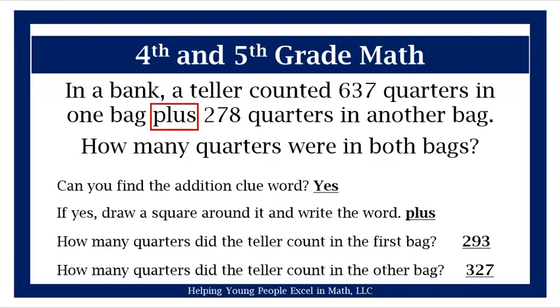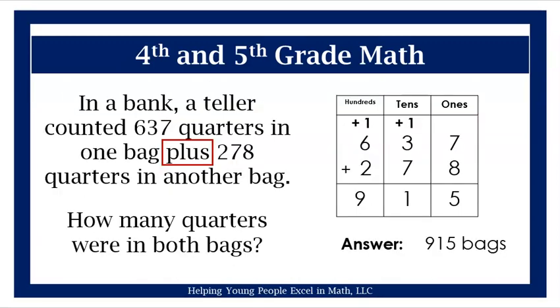Do we have an addition clue word? Yes, we do. It's plus. So we put a square around plus, and we are going to write our numbers. We have 637 quarters plus 278 quarters.